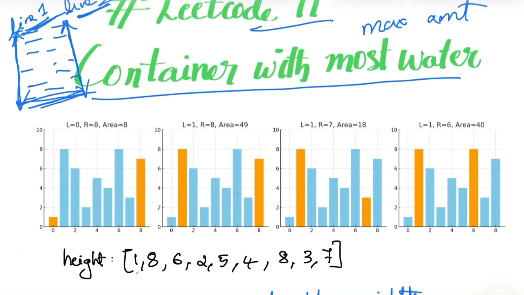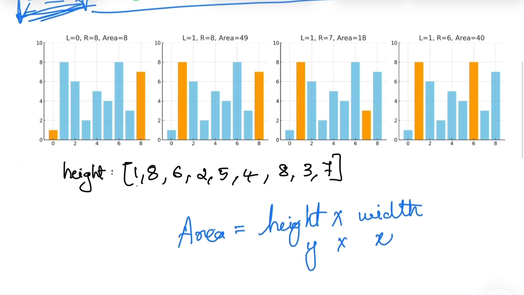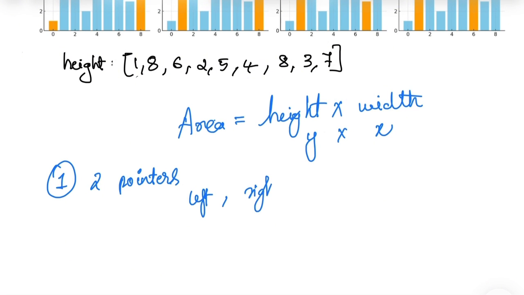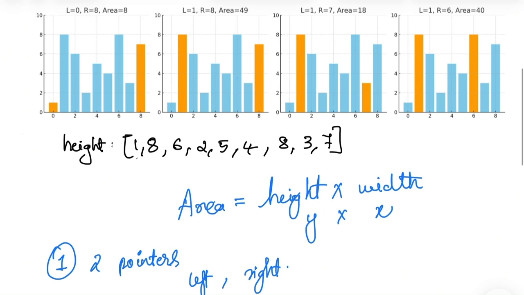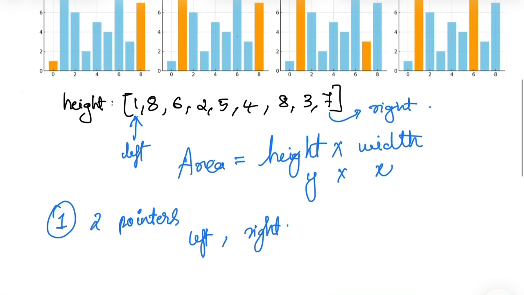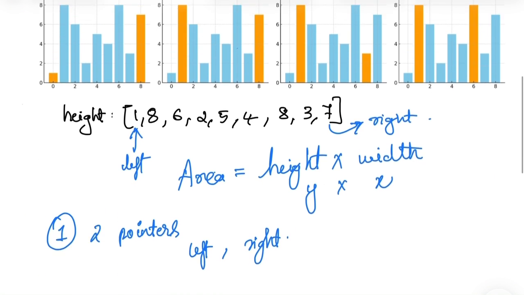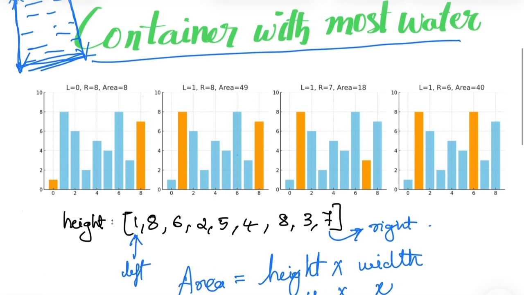Alright, now let's start. The first thing we have to do is make two pointers, one left and one right. Where do we start the left pointer from? It will be from index 0, the first number. This will be left, and here at the end, the right pointer will be the rightmost one. Let's start, and then you have to imagine that this is how the water is stored.